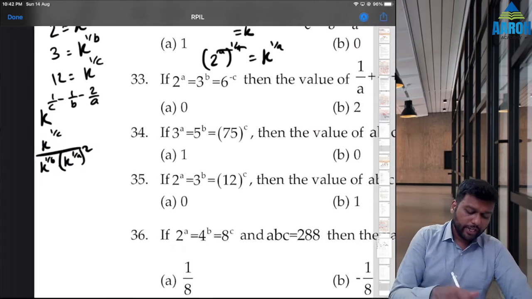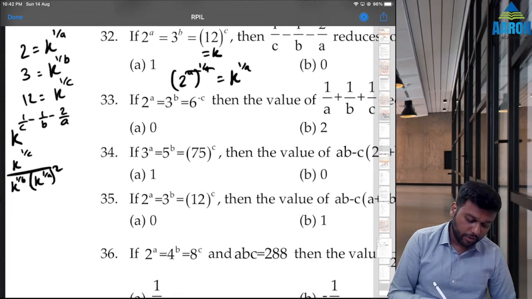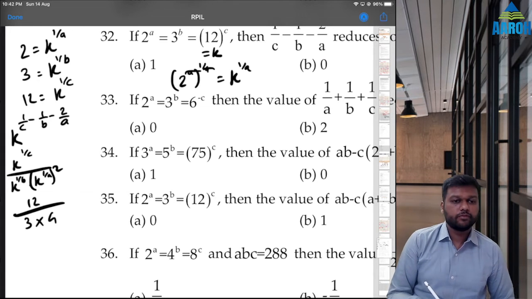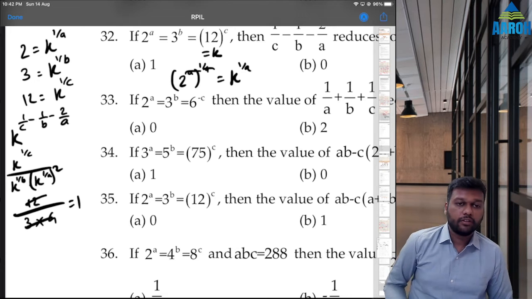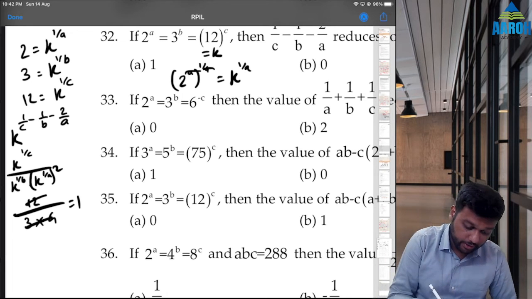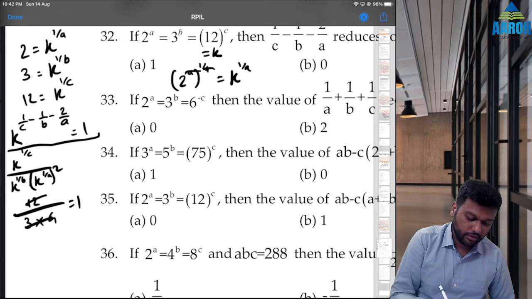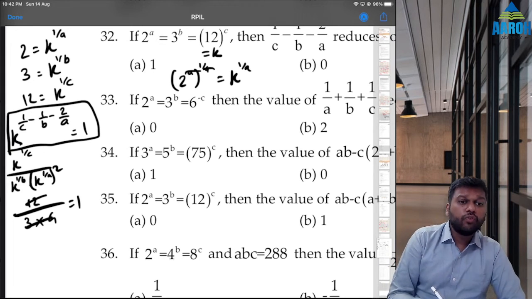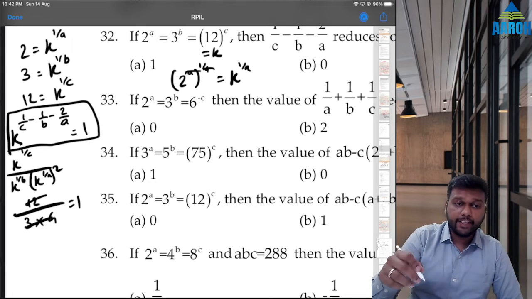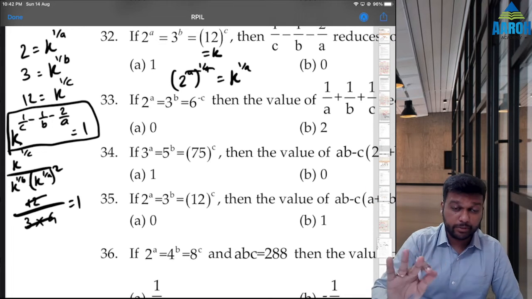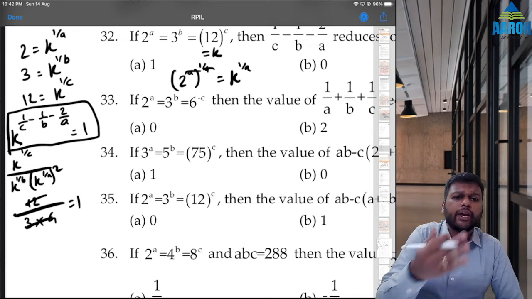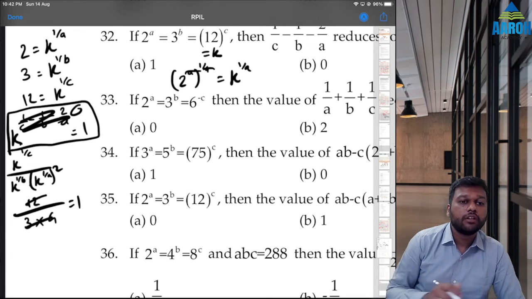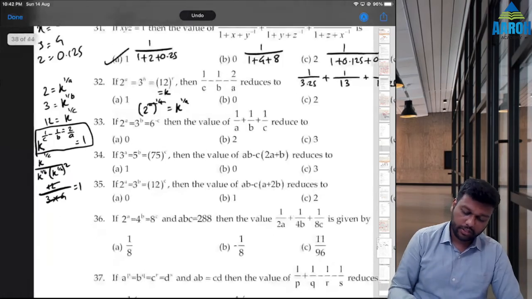Fine. Now we can just put in values. We know that k raised to 1 by c is 12, upon k raised to 1 by b is 3, into k raised to 1 by a, squared, is what? 2 squared is 4. So this is going to be 1. That does not mean our answer is 1. Concentrate. So this is 1. If this is 1, k raised to what is 1? Understand, anything raised to 0 is 1, right? Except 0. So k raised to what is 1? k raised to 0 is 1. That means that number has to be 0.